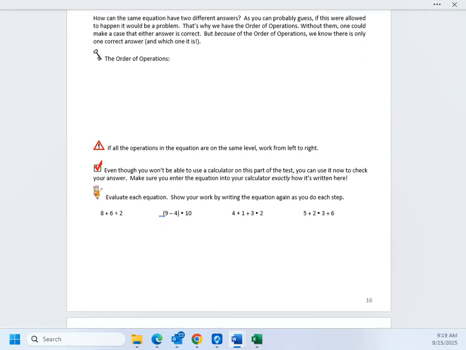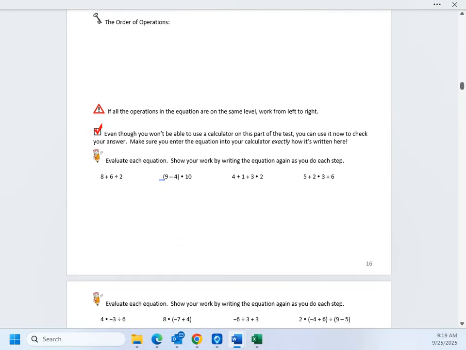So let's look at what our order of operations is. So we know that with Khan Academy, passwords have to do with PEMDAS. We're gonna find out why, because it's super important for us to know. So, PEMDAS.